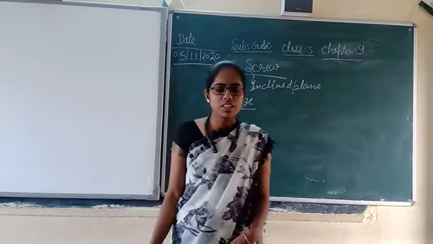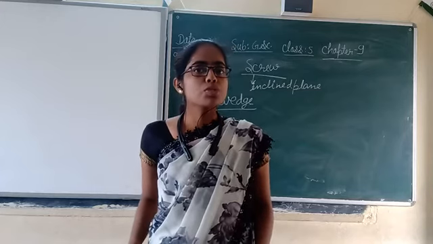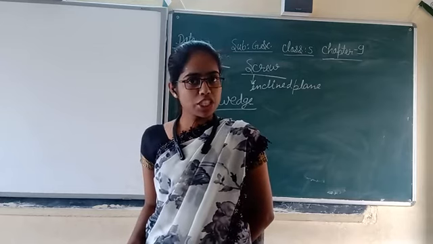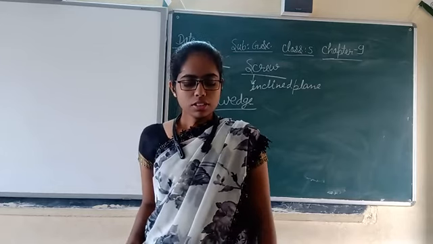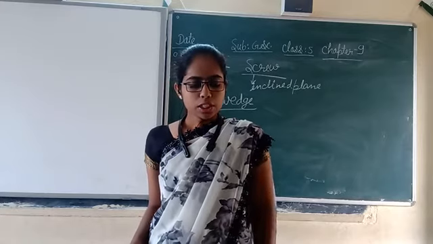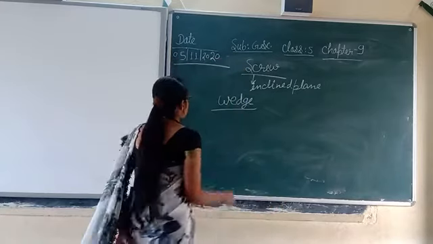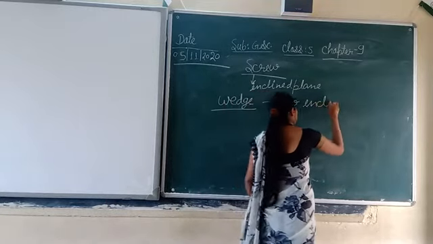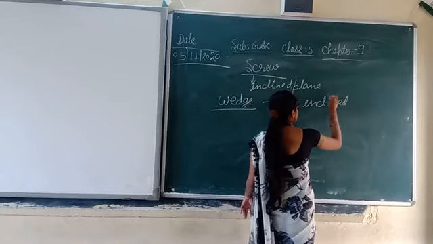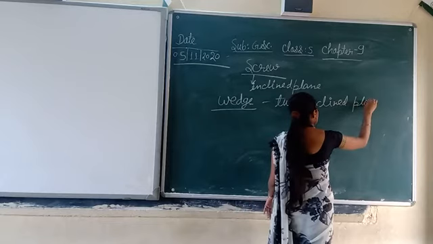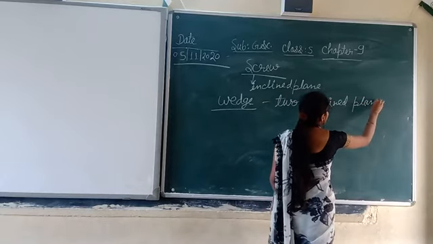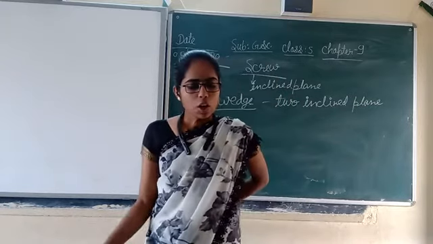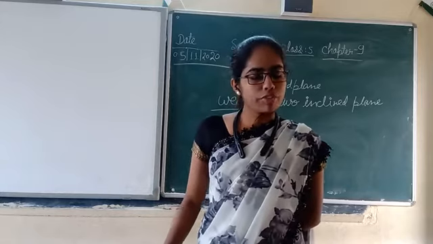A wedge is a simple machine that is used to separate two objects or portions of objects through the application of force. A wedge is made up of two inclined planes. So, this is a wedge. It is used to separate two objects or portions of objects through the application of force.